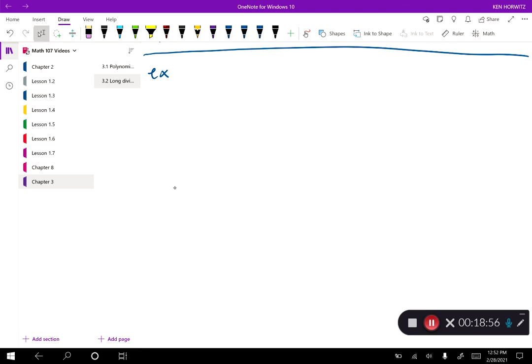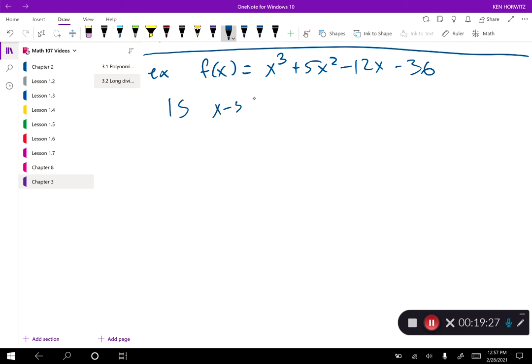All right, so f of x equals x cubed plus 5x squared minus 12x minus 36. And the question is, is x minus 3 a factor of f of x? All right, I'm going to make that a better 3.